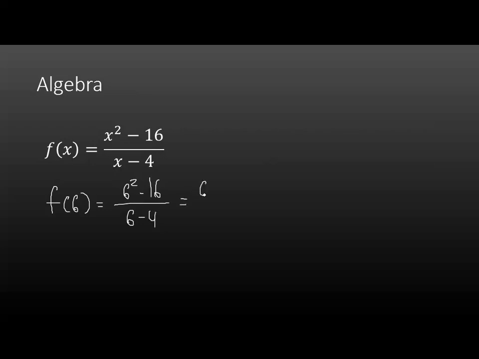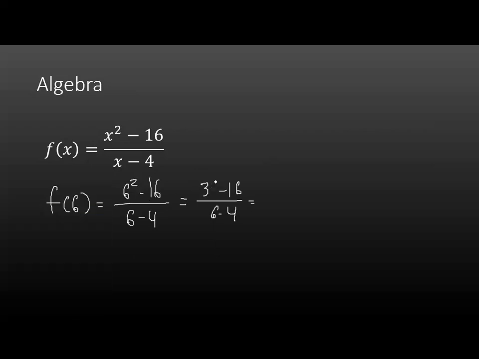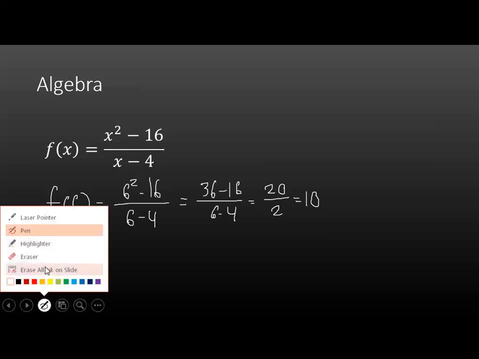So 6 squared minus 16 is 64 minus 16 all over 6 minus 4. Oh, no. Wait. Since when it's 64? Forgive me, it's actually 36. So 36 minus 16 is 20. 6 minus 4 is 2. So the answer is 10. So f of 6 is equal to 10. All right, not bad. Let's have one more.